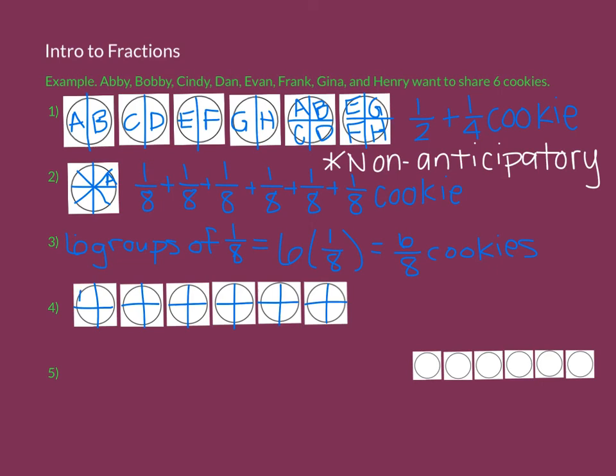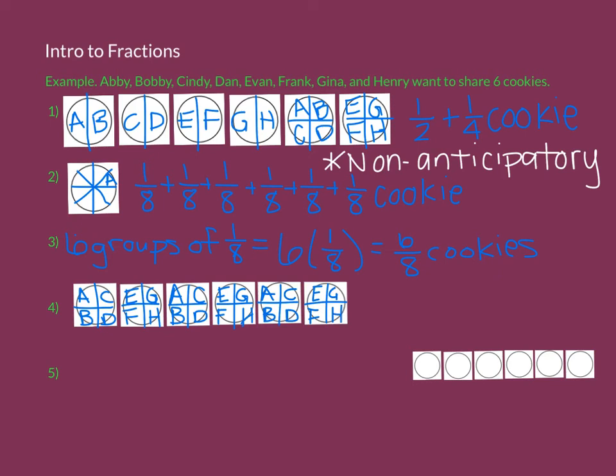In fact, I can go ahead and give A, B, C, D, E, F, G, H. And then I can repeat the process. A, B, C, D, E, F, G, H. And then lastly, A, B, C, D, E, F, G, H.